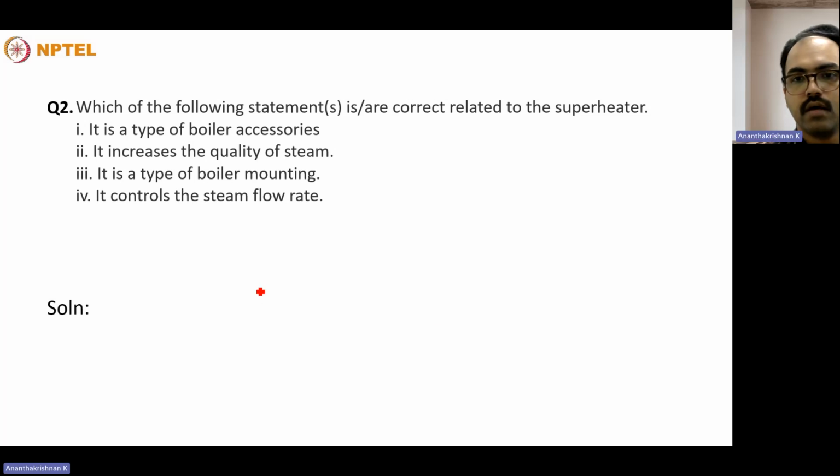Okay, the question is regarding superheater. Which of the following statements is or are correct related to the superheater? It is a type of boiler accessory. It increases the quality of steam. It is a type of boiler mounting. It controls the steam flow rate.